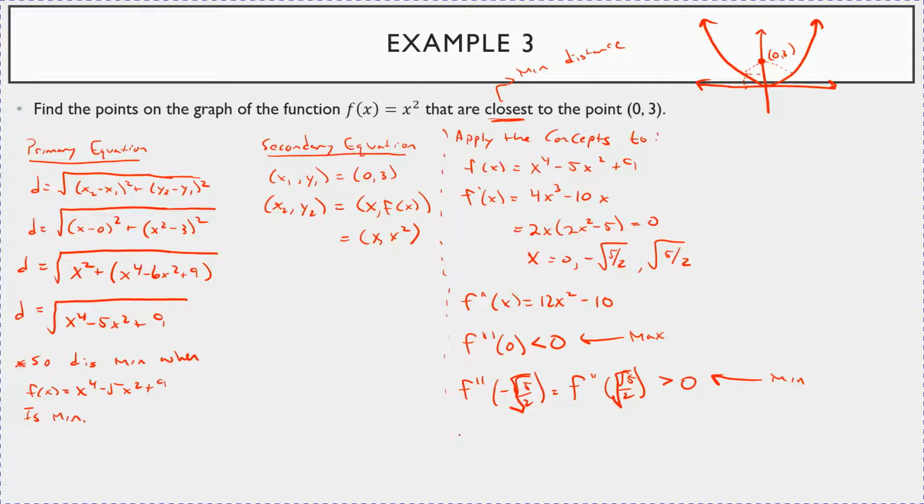All right, so the points are: the first one is minus the square root of 5 halves, comma, f of minus the square root of 5 halves, and the other one is the square root of 5 halves, comma, f of the square root of 5 halves. So a little bit trickier on that one. Not as straightforward.